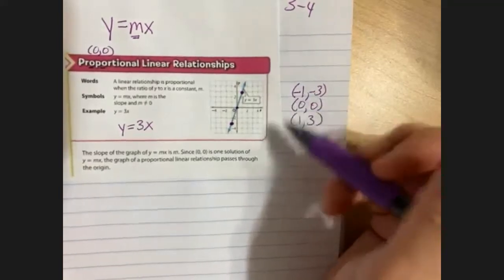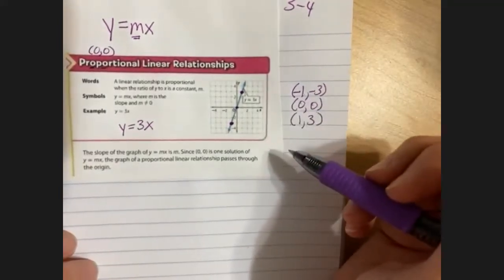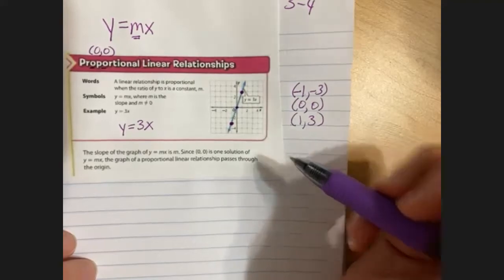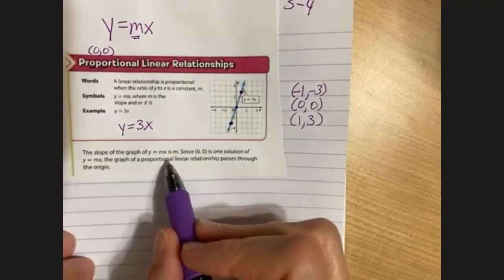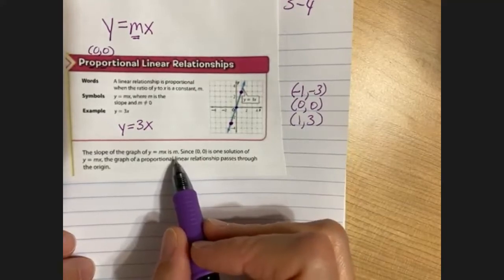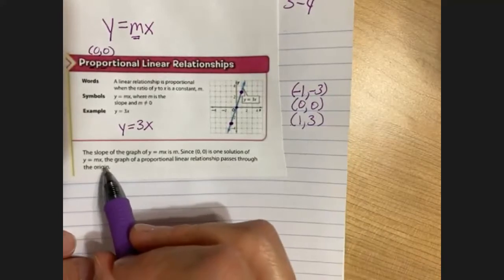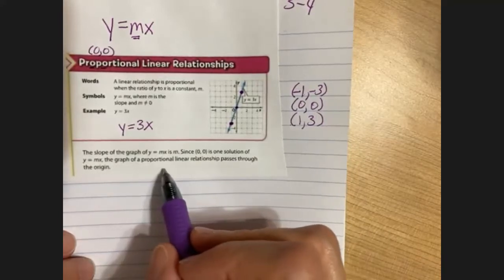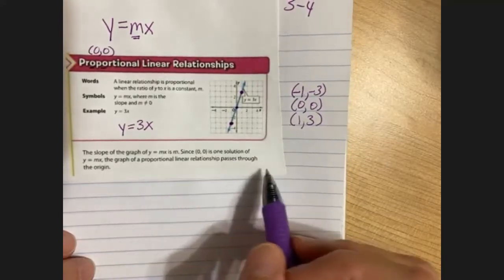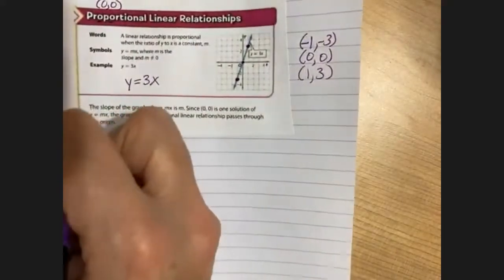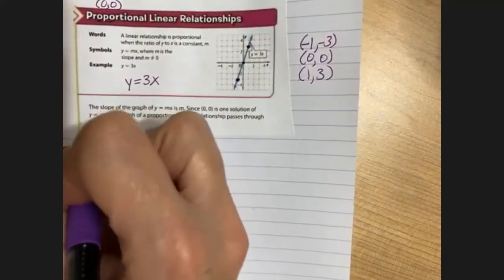We'll be using this today in our TI-84 and looking at LinReg and finding slope and other things. So the slope of the graph of y equals mx is m. That's always m. Since 0, 0 is one solution of y equals mx, the graph of a proportional linear relationship always passes through the point of origin.